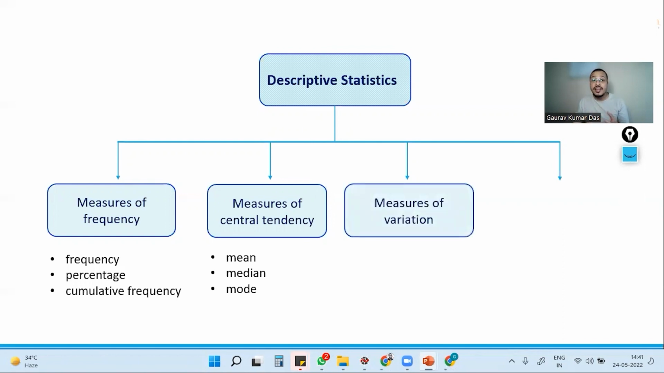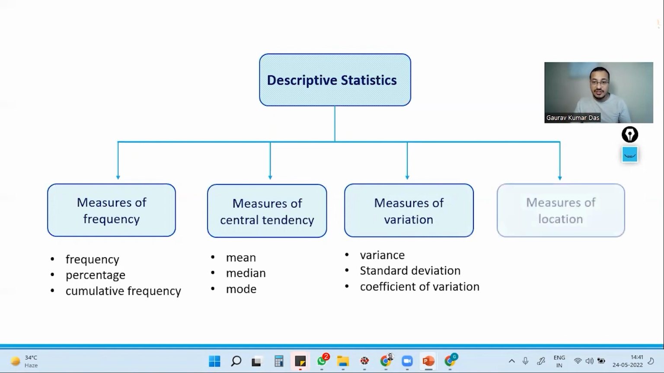Then we have measures of variation. Variation means the spread of the data. How much spread does the data have? We talk about variance, standard deviation, coefficient of variation, etc.